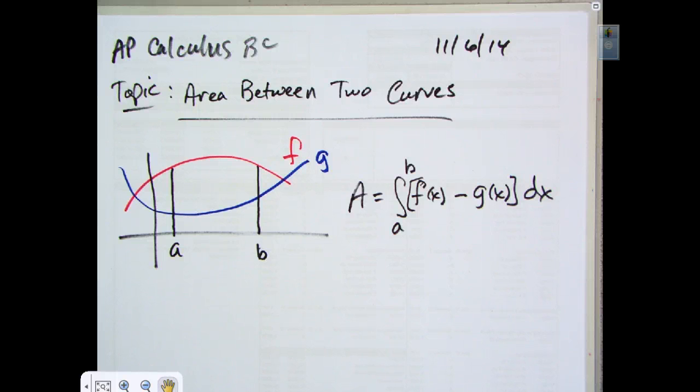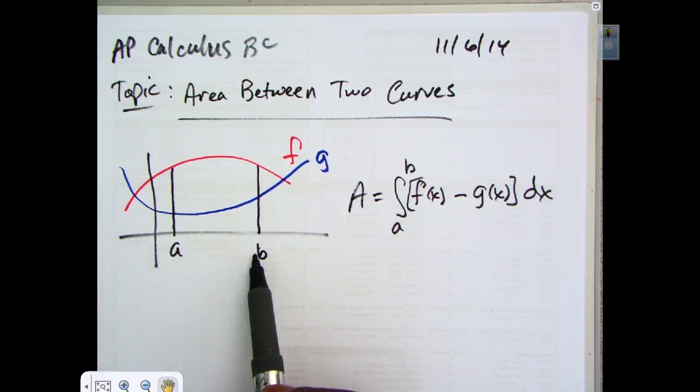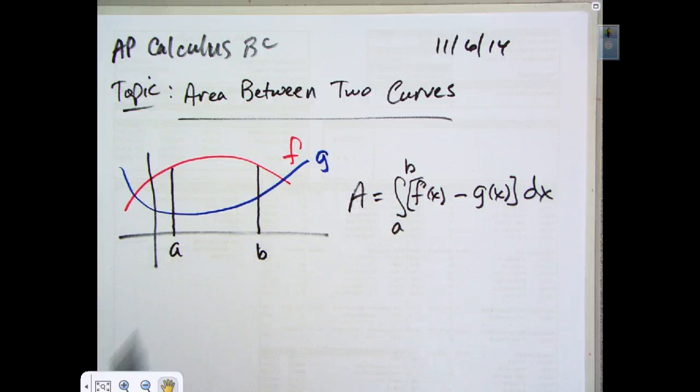In this case, we know what our limits are because we're given them. Our limits are from a to b. Okay. There are going to be many cases where you're going to be asked to find the area of a region between two curves, and the limits are not going to be given to you. In those cases, you have to find the points of intersection. So where do those two curves meet? So let's take a look at an example.